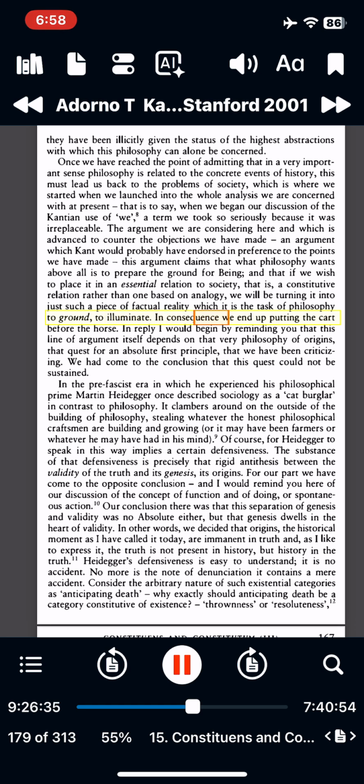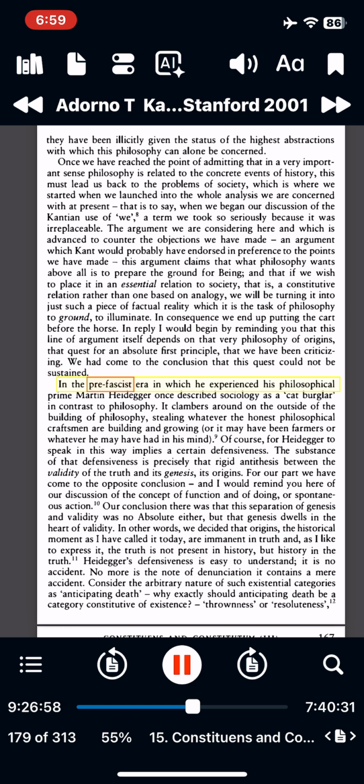In consequence, we end up putting the cart before the horse. In reply, I would begin by reminding you that this line of argument itself depends on that very philosophy of origins, the quest for an absolute first principle, that we have been criticizing. We had come to the conclusion that this quest could not be sustained.